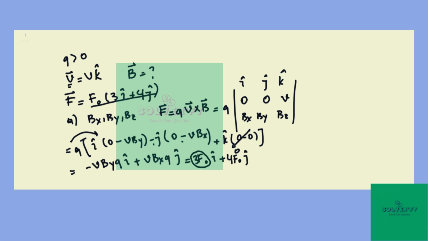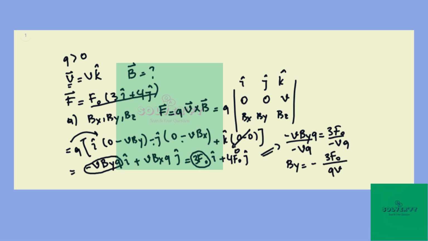The i components of each expression have to be equal to each other. So from here, we can say that negative v By Q equals 3F naught. If we isolate By, we divide both sides by v times Q. Then for By, what we have is negative 3F naught over Qv. This is our y component of the magnetic field.